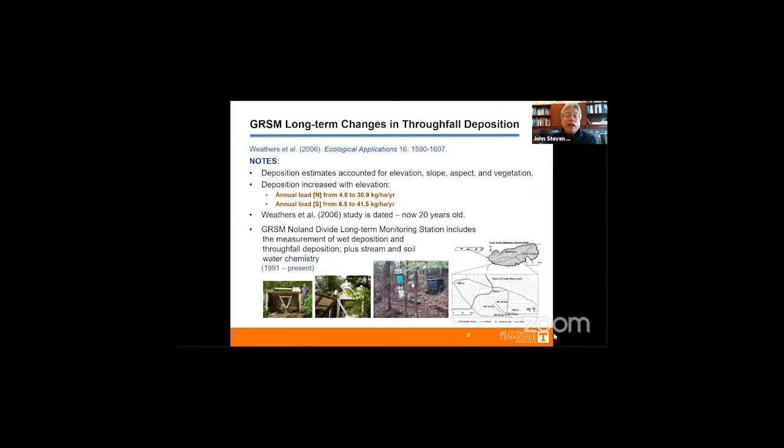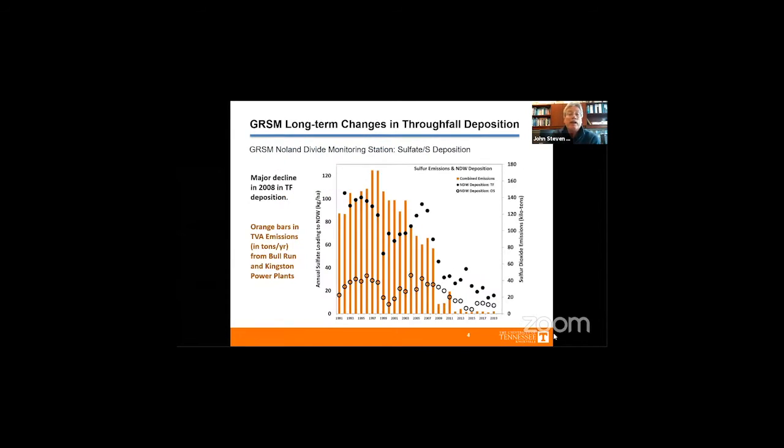Now, we've been collecting data at a high elevation site at Nolan Divide since 1991. Not me myself, but I inherited the project in about 2004. So we have wet deposition and through-fall deposition through all these years, and we know from our data that there have been changes in the park.